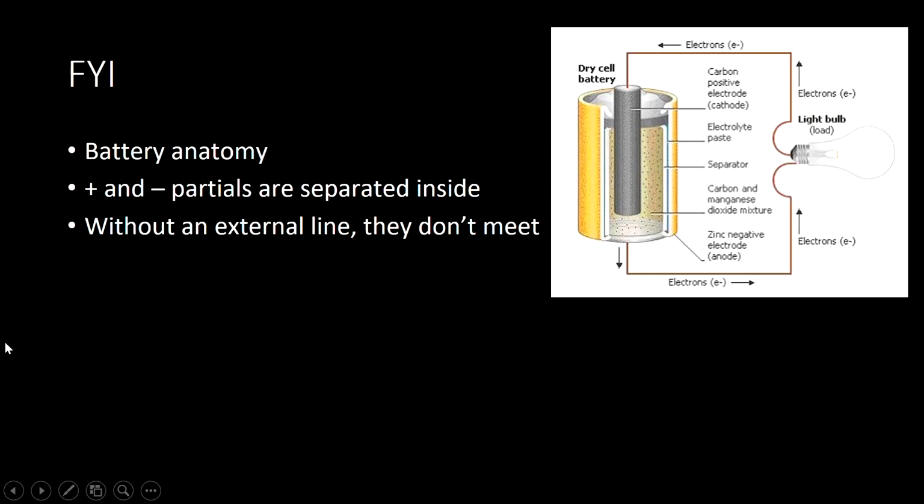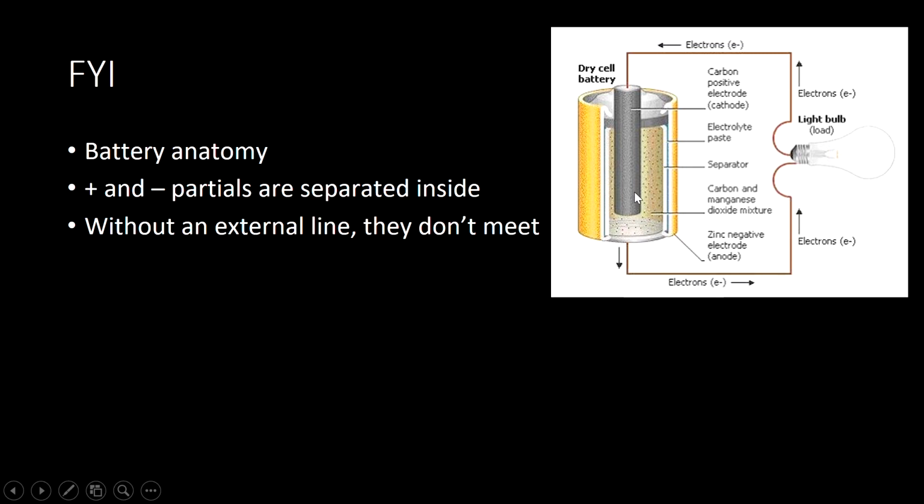Before we understand that, we have to go back to some physics. First one is the battery. So this is the anatomy of the battery, and this inserting part is the positive end. Inside this positive end, there are a lot of positively charged particles. And in this surrounding area, that is the negative end.